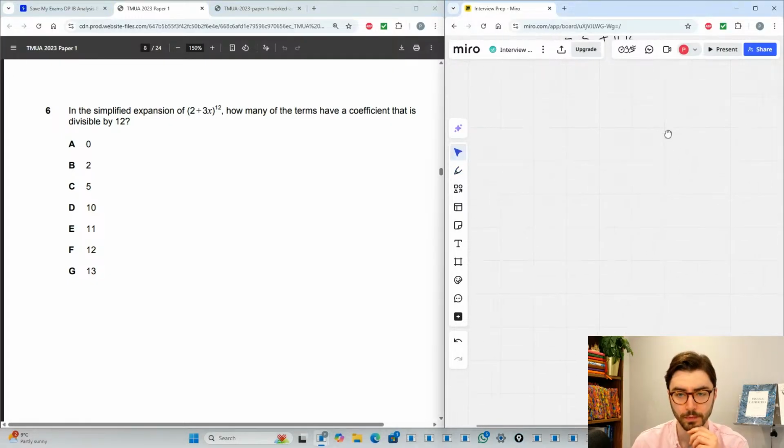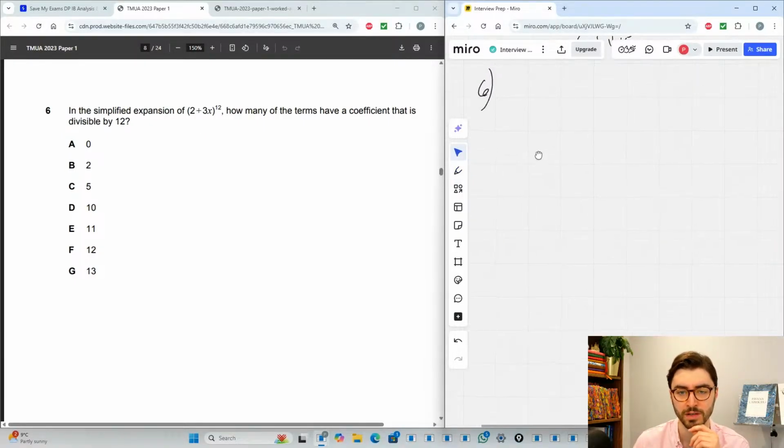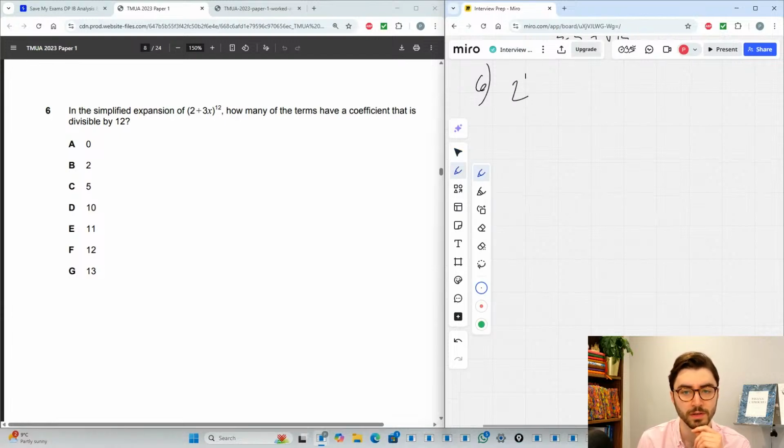6. In the simplified expansion of that, how many of the terms have a coefficient that is divisible by 12? Ooh, I've never seen one that looks like that before. All right, let me write out the first few terms of the expansion and see what I see. So 2 to the 12, plus 12, 2 to the 11, 3x.